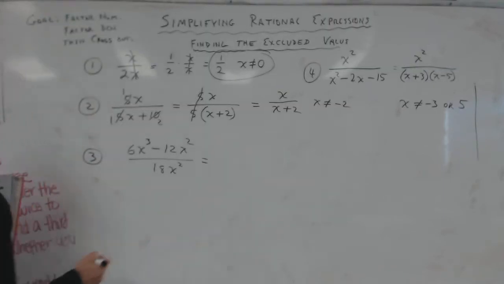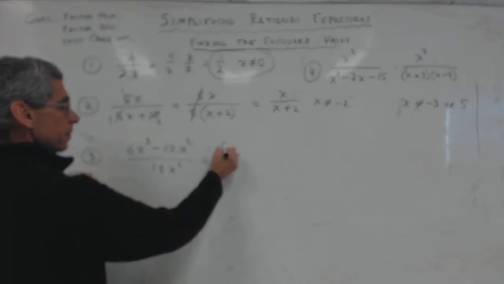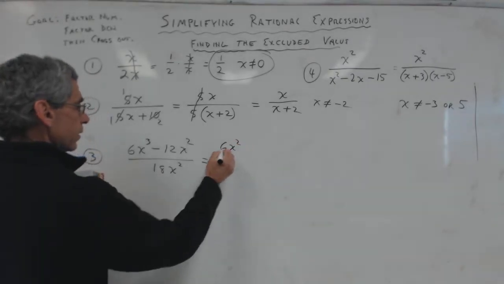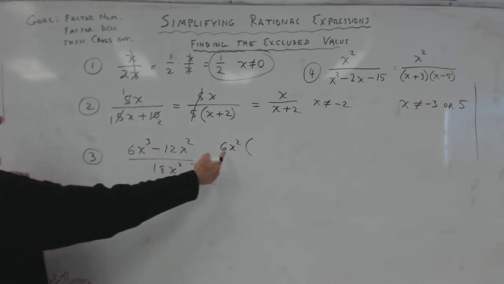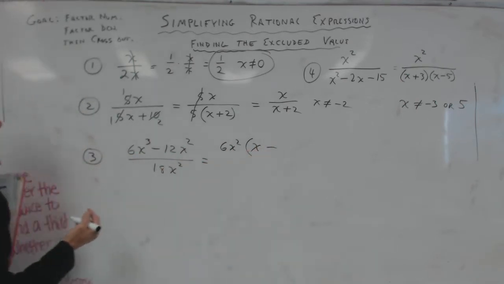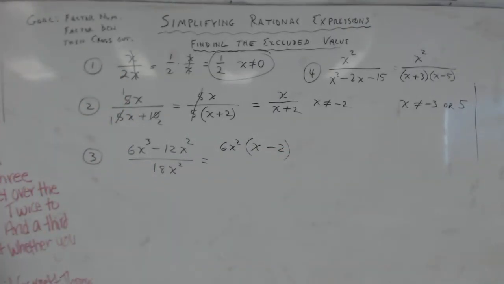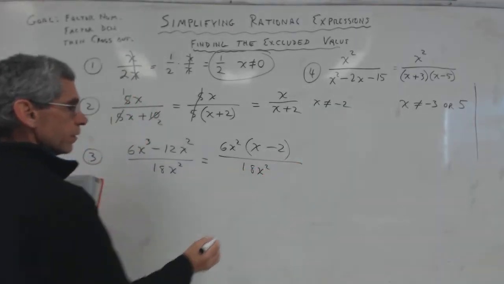Okay, so we've got, what's my greatest common factor here? 6 and what? 6x squared, right? And then what does that give me? 6x squared times what is 6x cubed? X, right? And then minus what? 2, right? Am I right? Did I do that right? Okay. And then underneath I have 18x squared.